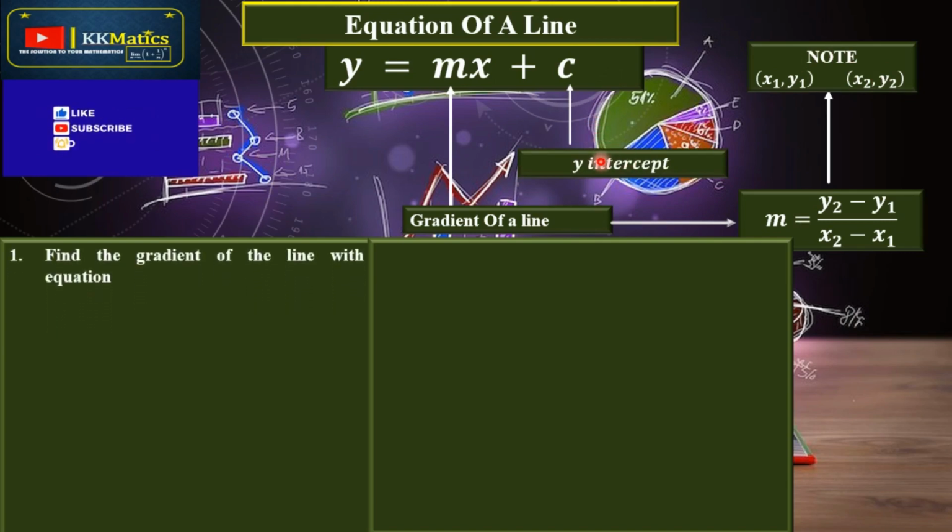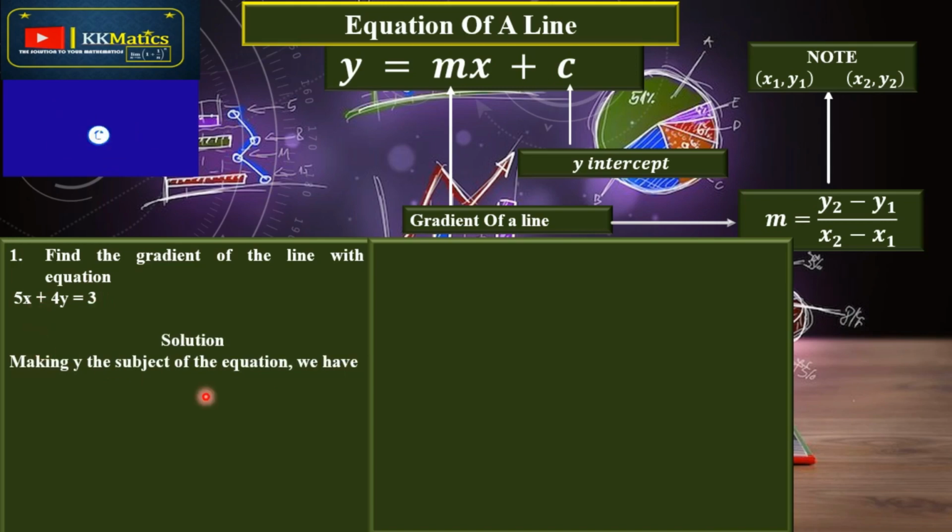And then we solve a question. We are told to find the gradient of the line with the equation 5x plus 4y equals 3. Solution. The first thing we have to do is to make y the subject of the equation, with the mindset that we intend to turn this equation into this format so that y is the subject, in order for us to find our gradient and have it in this format.